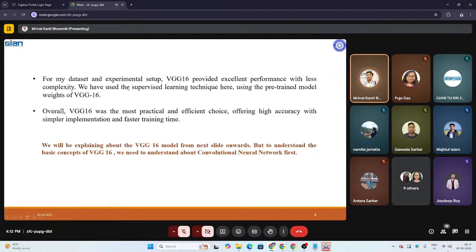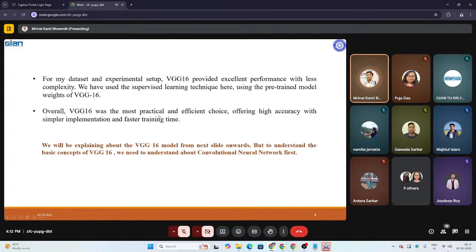We have used the supervised learning technique here. As you all know, in supervised learning we train the model by giving the input images as well as the labels. We'll be passing the input images to the VGG16 neural network architecture so that the model learns about the features, the shapes and textures. We have used the supervised learning technique here using the pre-trained model weights of VGG16.